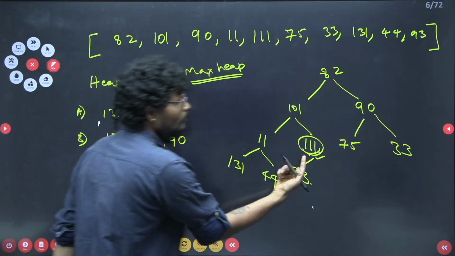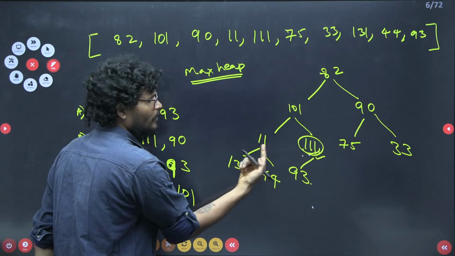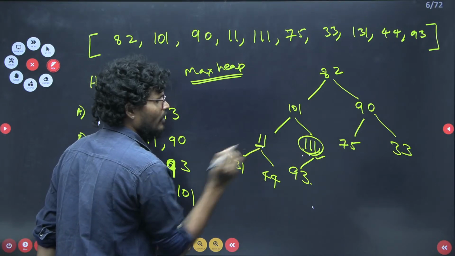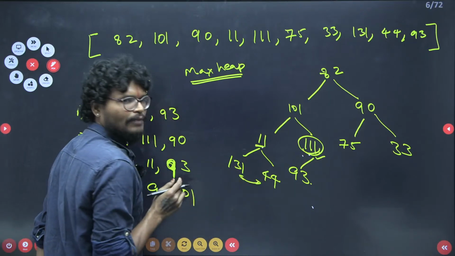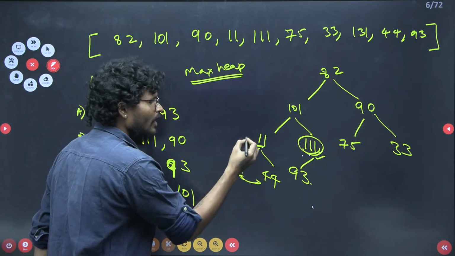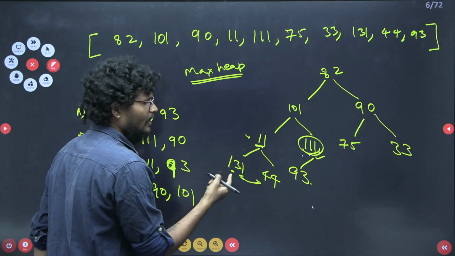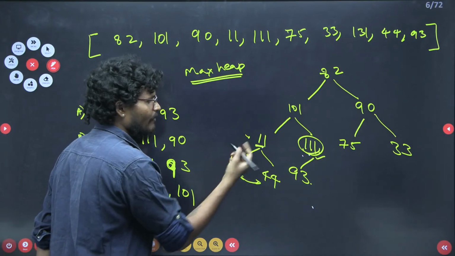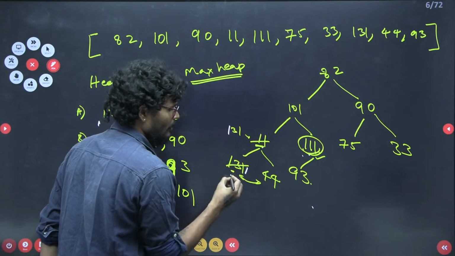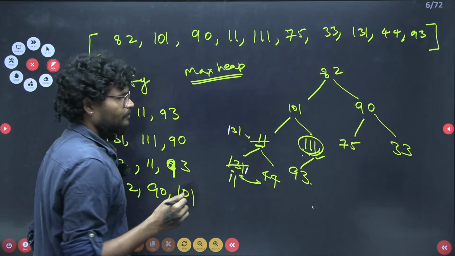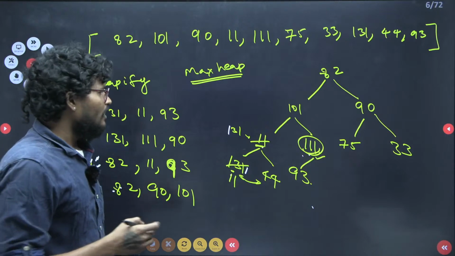So now the next non-leaf node is this one, 11. So we should heapify here. So how do you do that? First you compare these two children and the larger one you compare with the parent. So 131 is greater than 11, so it should be the parent. So 131 comes here, whereas 11 goes here, right?